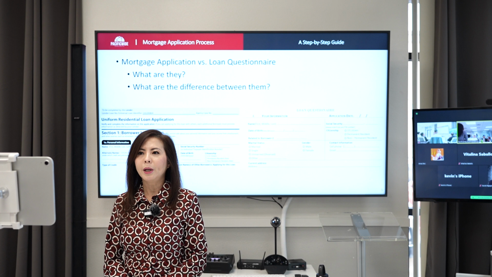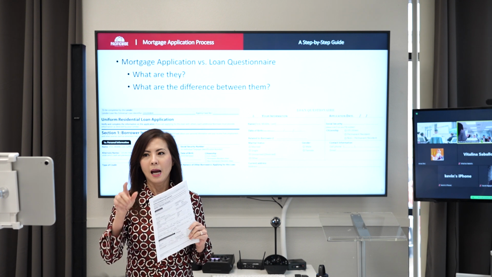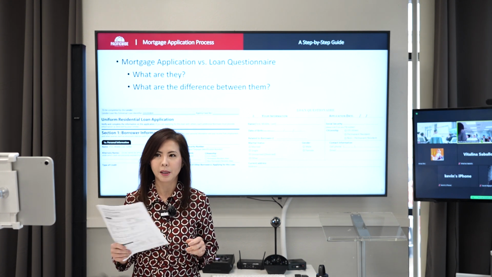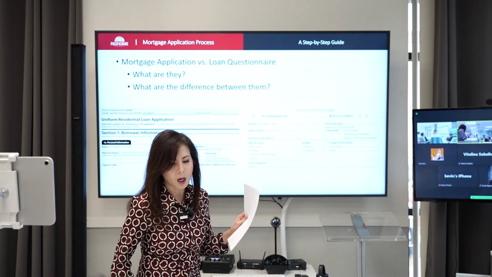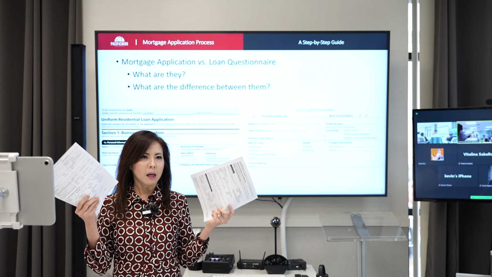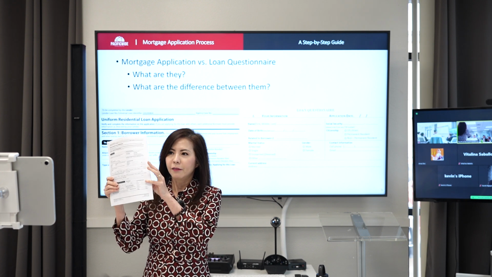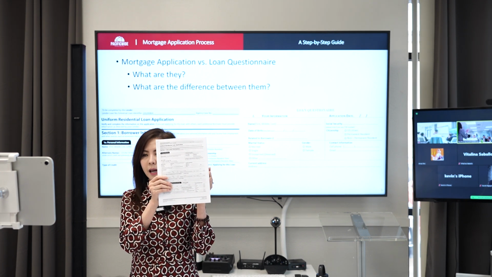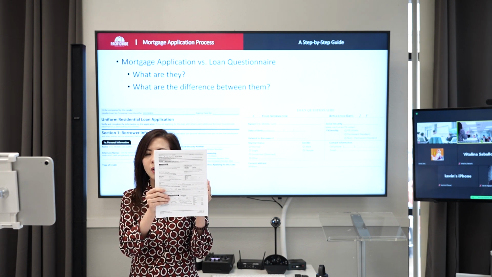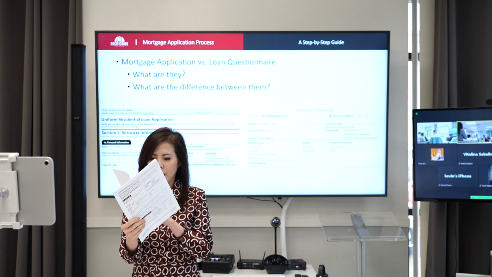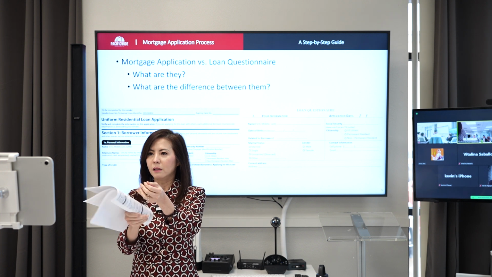Okay, so now we're asking you about the mortgage application, this is the form. I didn't put that in there because it's too much to put in. If somebody wants a copy of the mortgage application or a copy of the loan questionnaire, just let us know. We'll email you a copy of each. But look, I have a whole package of the mortgage application. It's called the Uniform Residential Loan Application, and it has 8 or 9 pages, right? It's a lot. It's a lot.